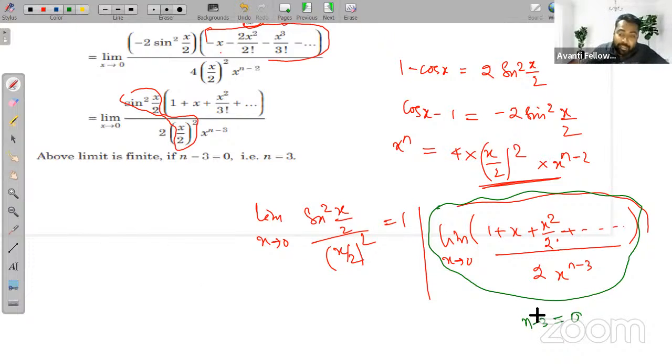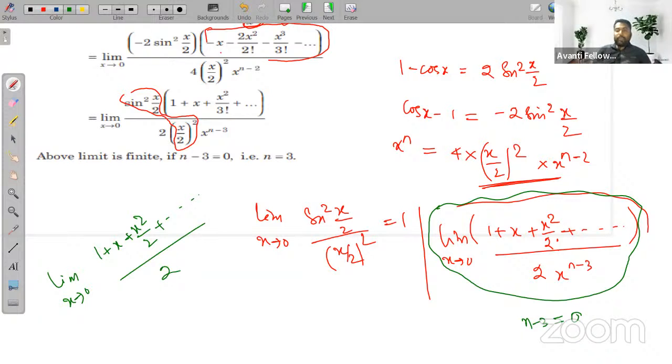If n minus 3 becomes 0, then this limit becomes the limit as x tends to 0 of 1 plus x square by 2 and so on, whole divided by 2. Now if you put x tending to 0 here, all the terms become 0 except 1. So 1 upon 2 you will get. So here we are getting a finite value. When n minus 3 becomes 0, we are getting a finite limit.